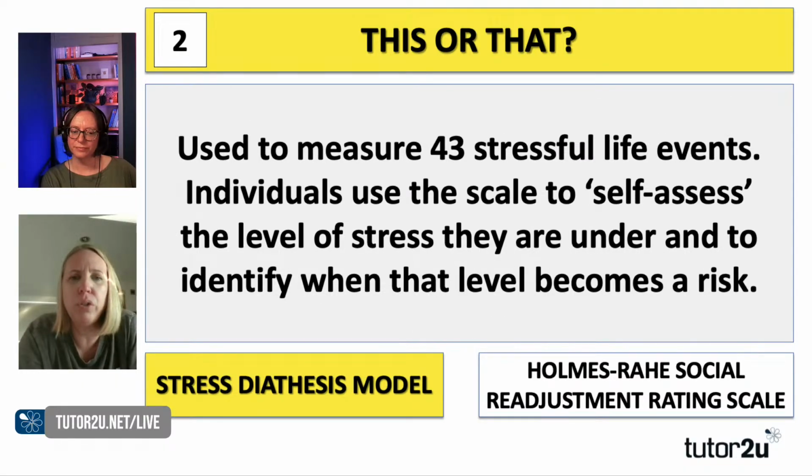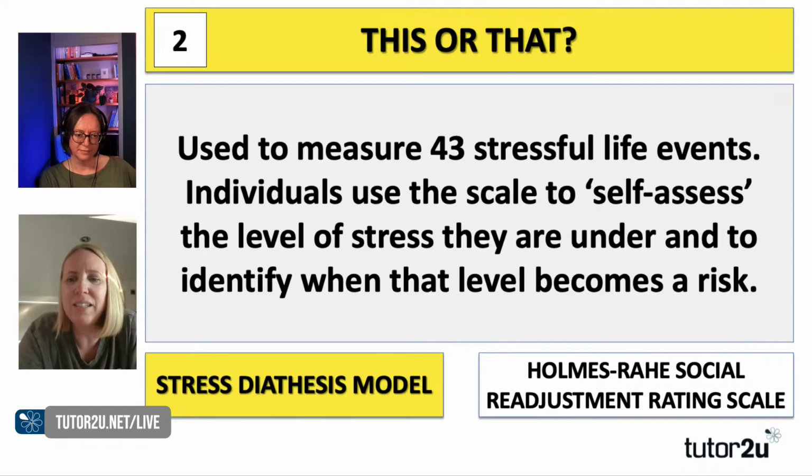Okay, what about this one? Used to measure 43 stressful life events, individuals use the scale to self-assess the level of stress they're under and to identify when that level becomes a risk. Is that linked to the stress diathesis model, or is that actually the Holmes-Rahe social readjustment rating scale?